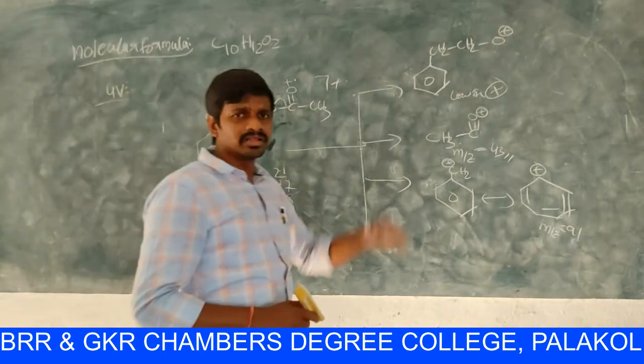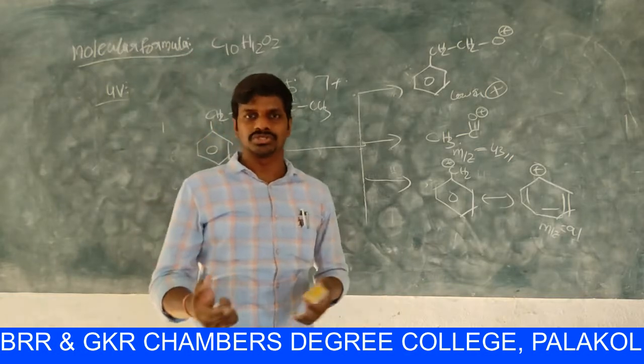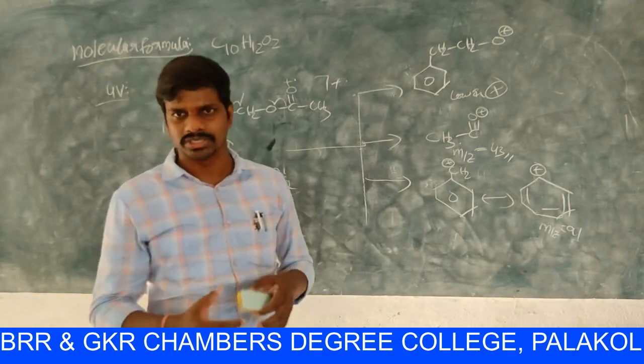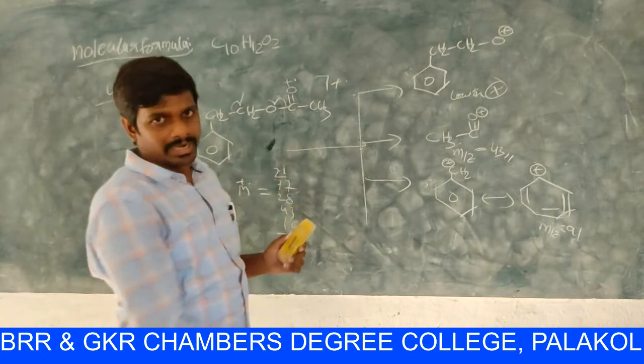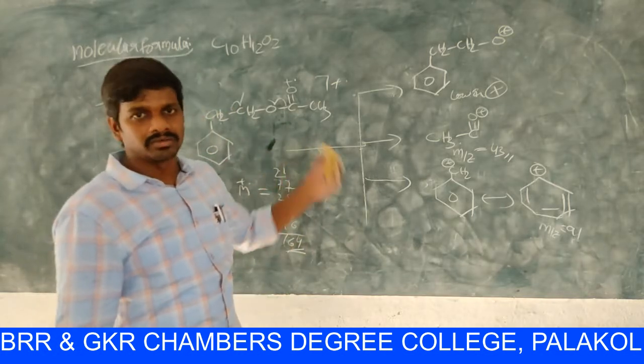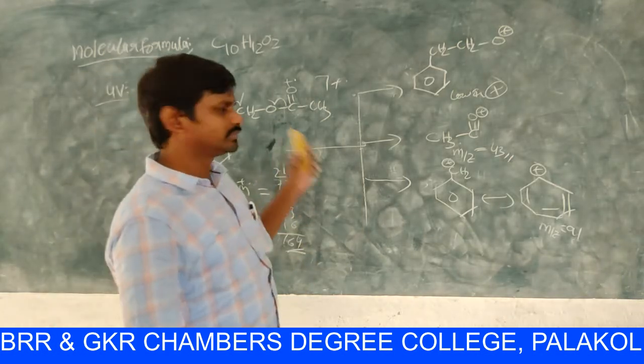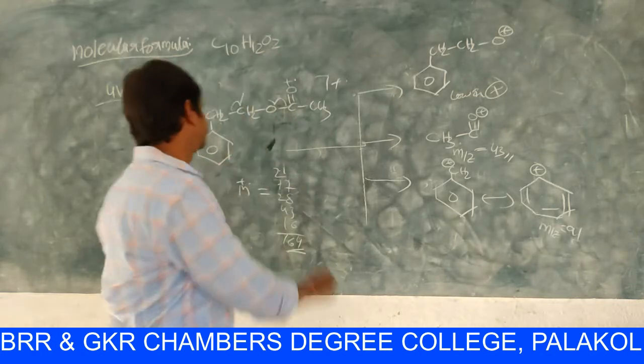Okay. And the IR data shows 1730, 1600 and 3030 centimeter inverse. All these things were already discussed in IR, and all the data was satisfied by the structure and confirmed by the mass spectral fragmentation. So finally, the structure of the organic compound is like this.